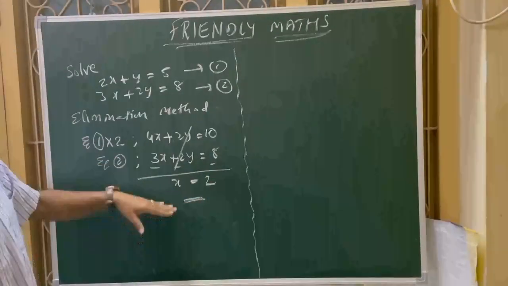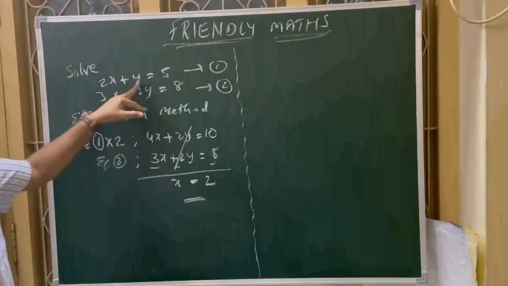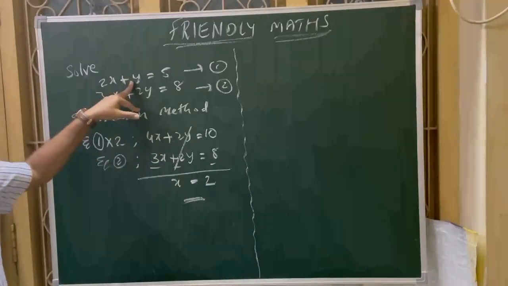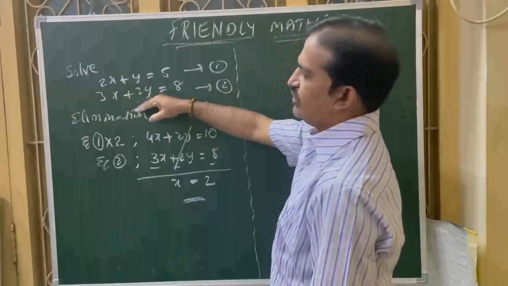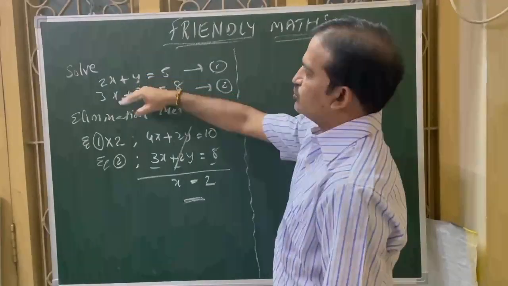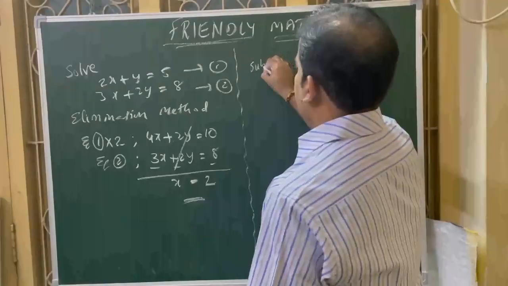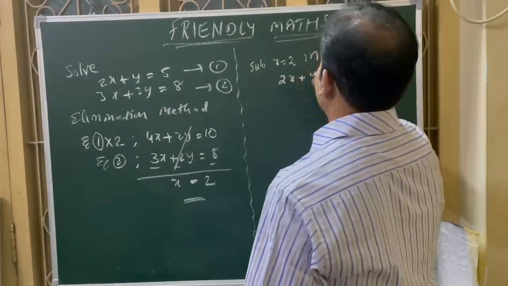Now this x value is substituted in any one of these equations. Here also you can observe it is y and it is 2y. It is better to substitute in equation 1 to keep it simple. It is not wrong to substitute in 2, but it is easy to substitute in 1. We have to go in a clever manner. Substitute x is equal to 2 in 2x plus y is equal to 5.